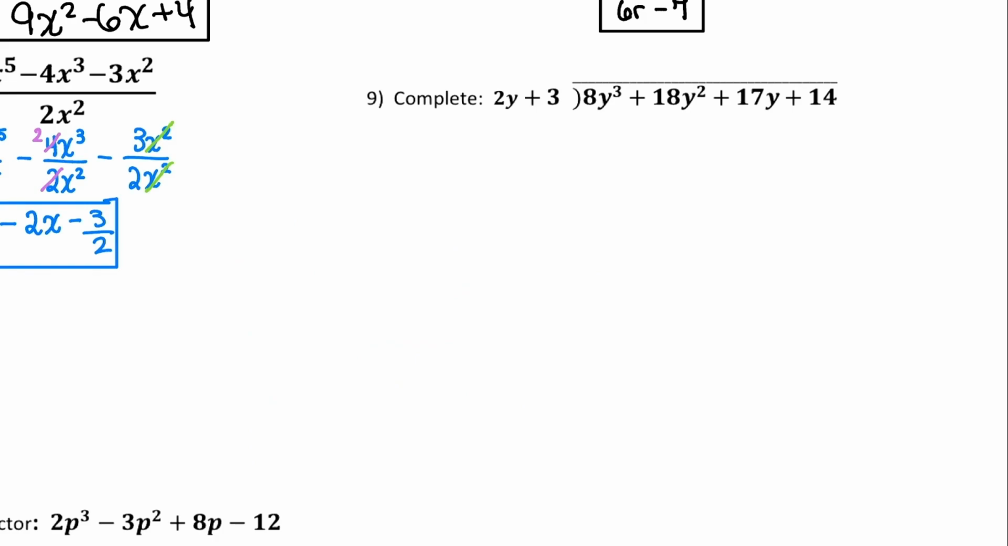Number 9, we're going to do some polynomial long division. And I really enjoy teaching this because I teach it a different way where we separate the work from the actual division, and it makes it a lot easier to understand.